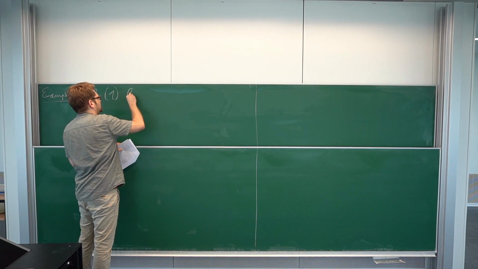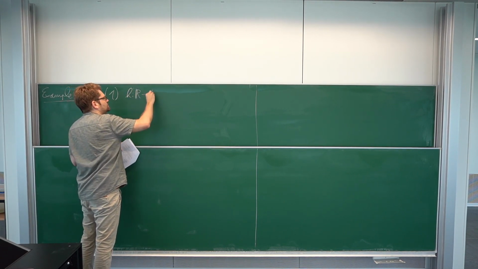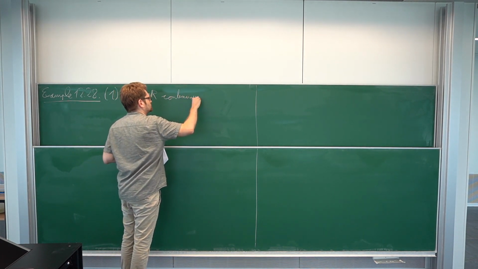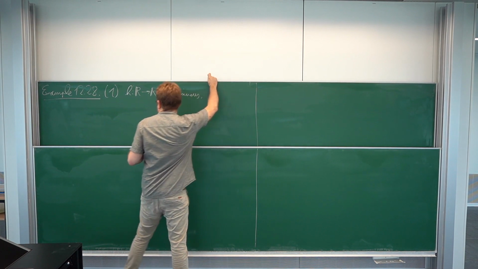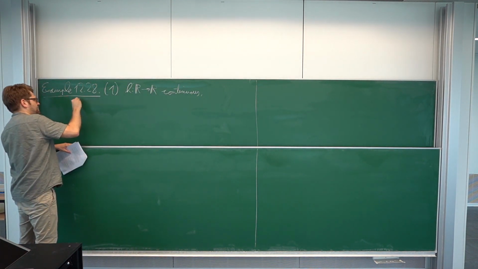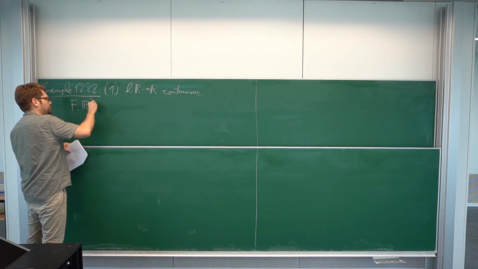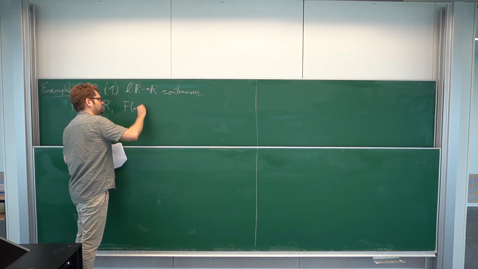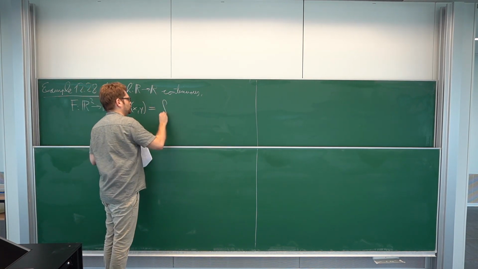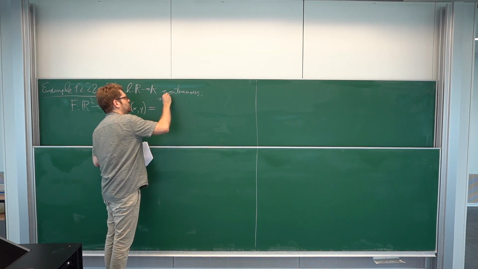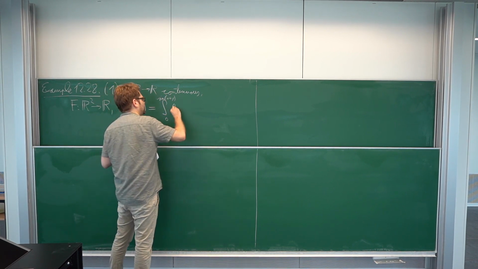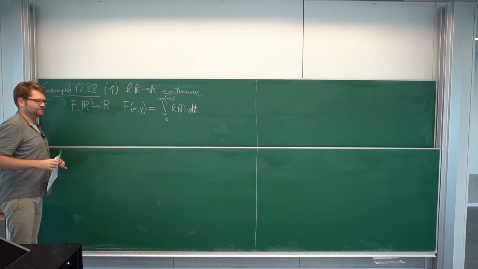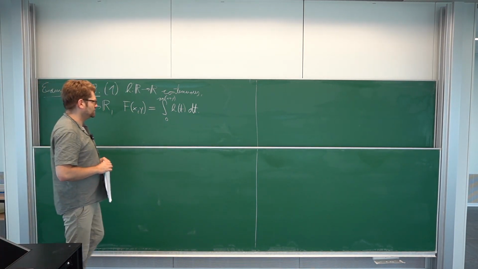So first of all, let h be an arbitrary continuous function from R to R. And now we define the function that we want to derive. Capital F from R2 to R is defined by capital F of x, y is the integral from 0 to sine of x plus y of h of t dt. Okay, this looks weird in the beginning. So what does this have to do with the chain rule?